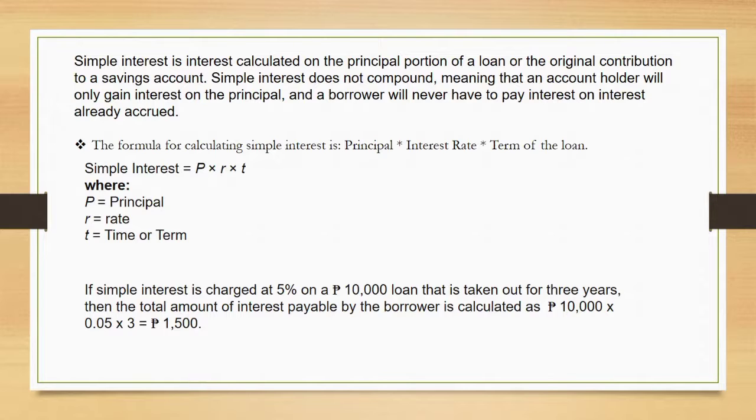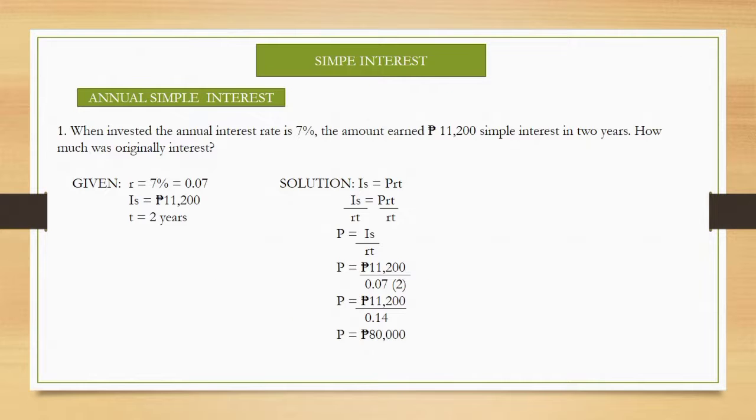So let's have this one example. If simple interest is charged at 5% on a 10,000 pesos loan that is taken out for 3 years, then the total amount of the interest payable by the borrower is calculated as 10,000 pesos times 0.05 times 3, which is equal to 1,500 pesos. And now let's take another example.